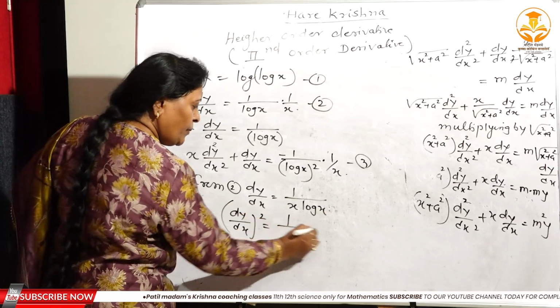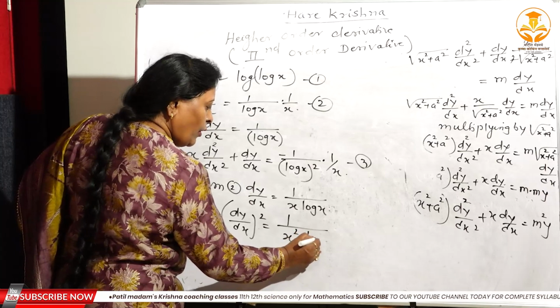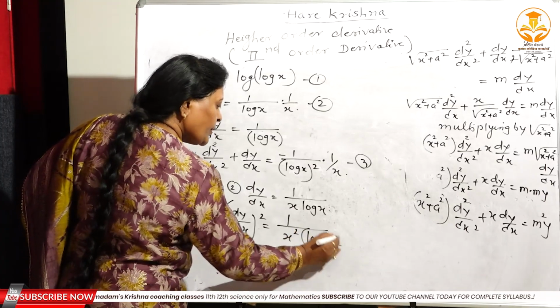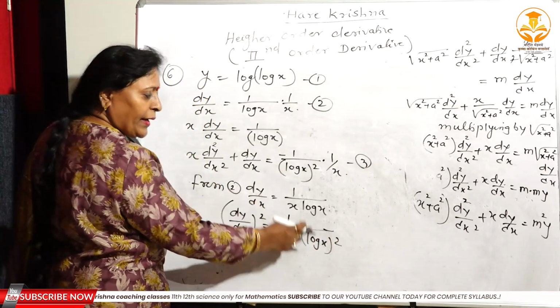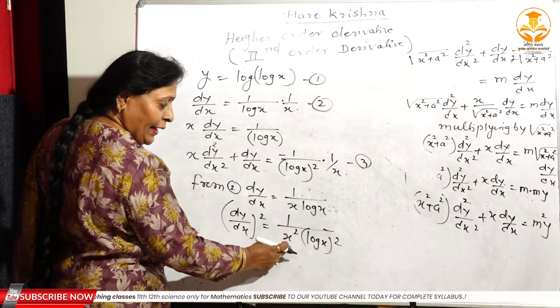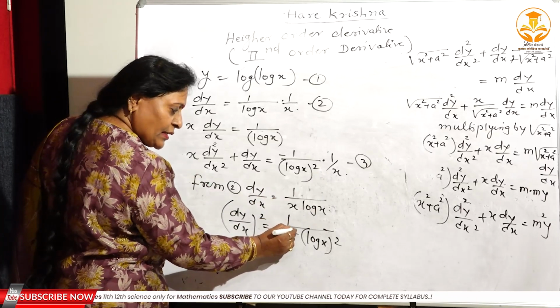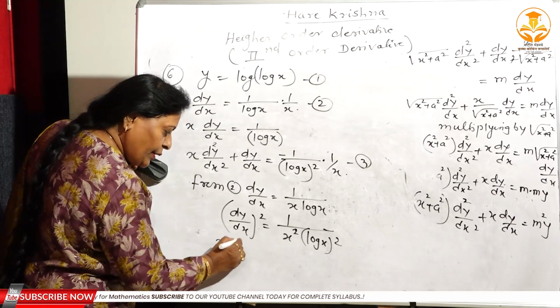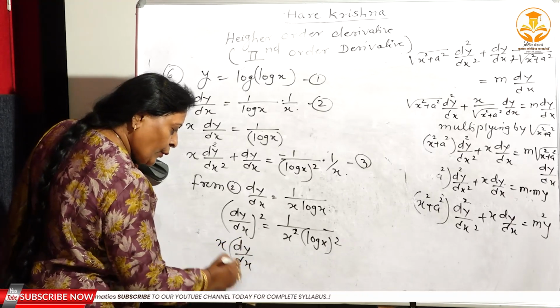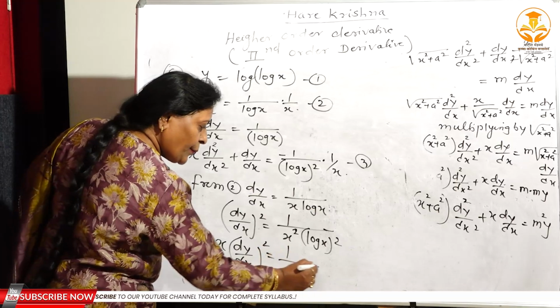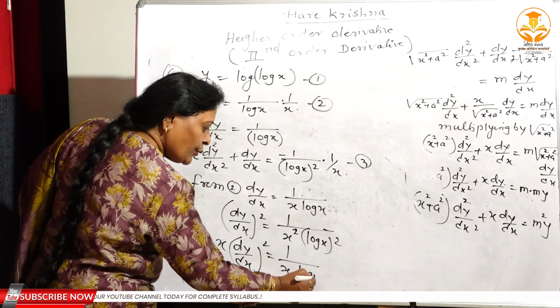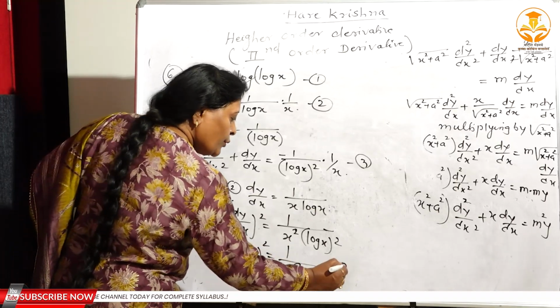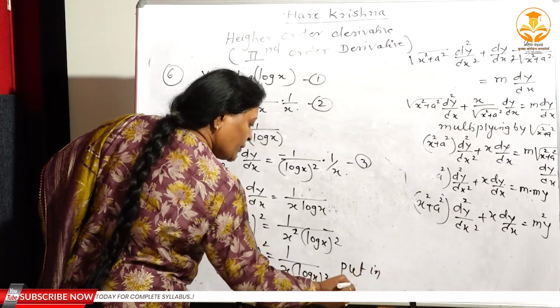Squaring both sides, x square log x whole square. Here what should be the term? Log x whole square, and only one x is there. Therefore, this is x square. One x you can transfer here. Here x into dy by dx whole square is equal to 1 upon x log x whole square. Isn't it? Now you have to put this value in the third.